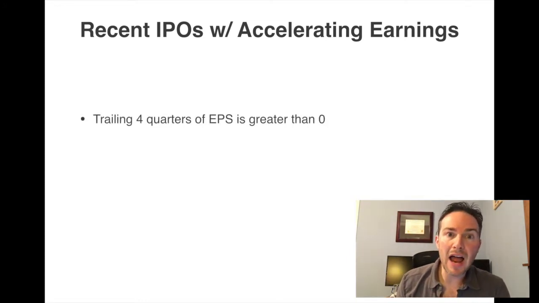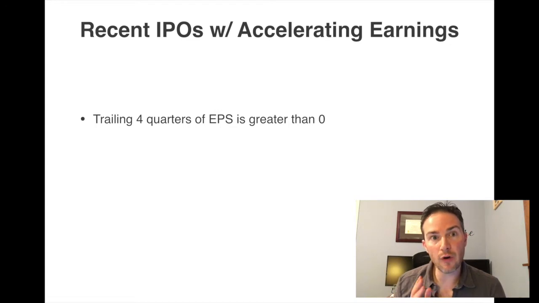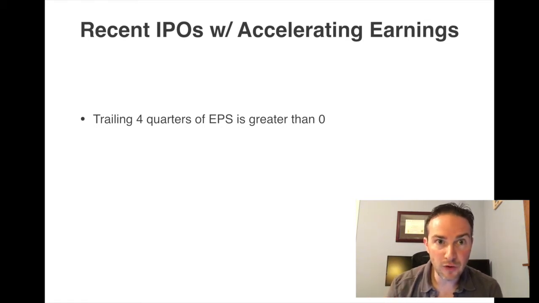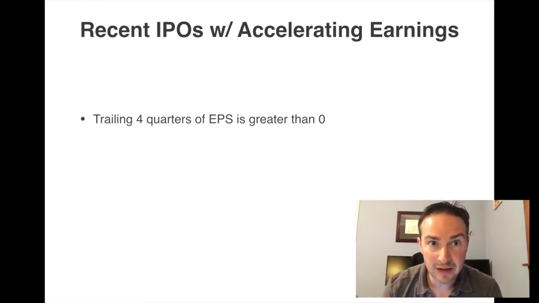We want to look for IPOs that have the trailing 4 quarters of earnings per share greater than 0. This means that the IPO, the company, is already making money. Whatever it's selling, whatever it's doing, it's already generating money and it's already profitable. It's not just an idea, it's not just potential, they're already making money.